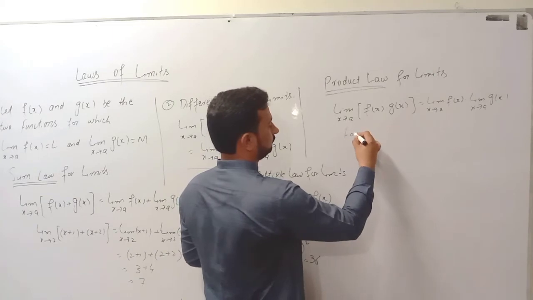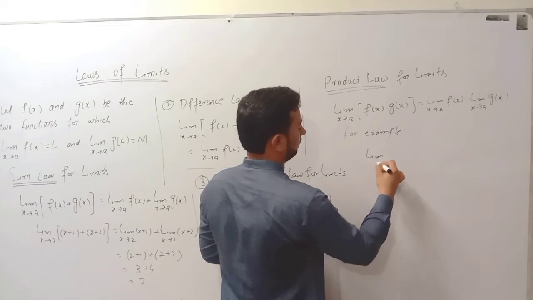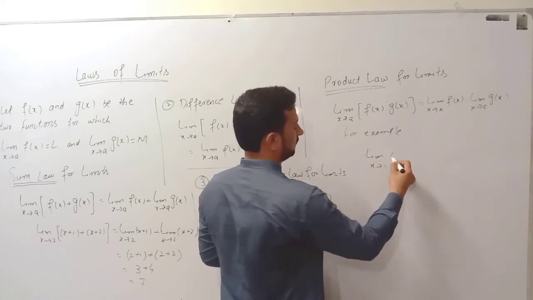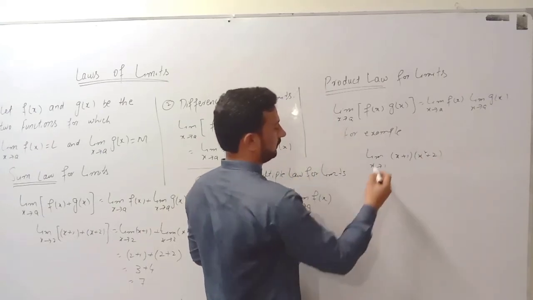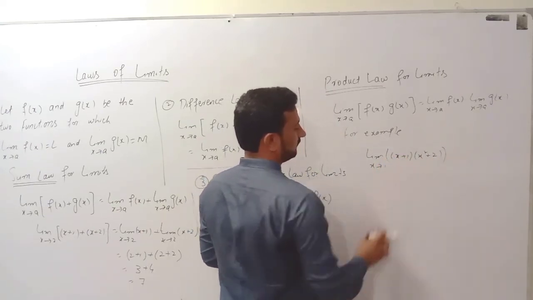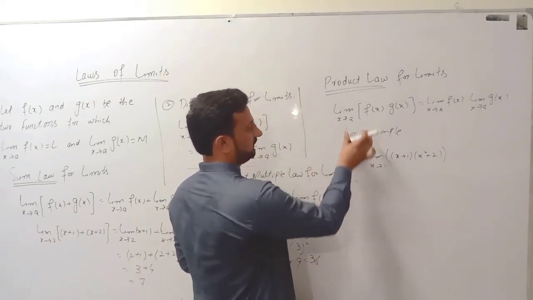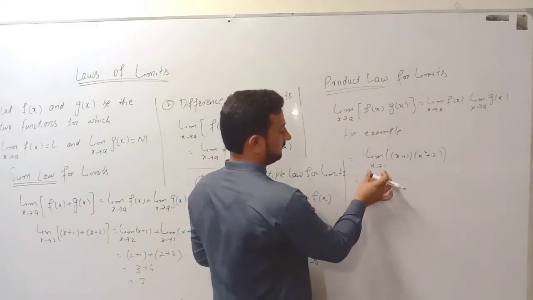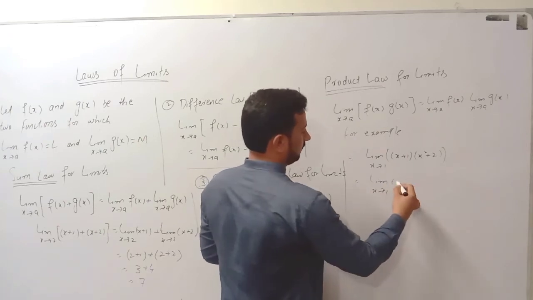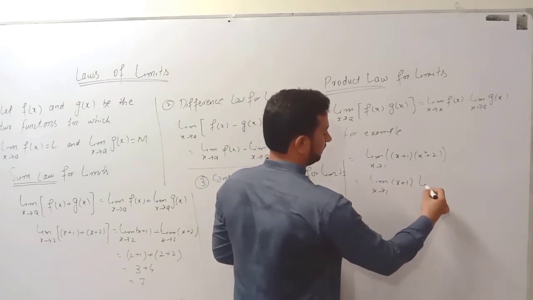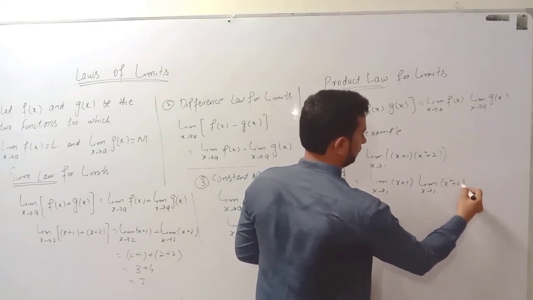For example, we have limit x approaches 1 of x plus 1 times x squared plus 2. These are the two functions that are in a product. Now we use the product law for limits, and that says limit x approaches 1 of x plus 1 times limit x approaches 1 of x squared plus 2.